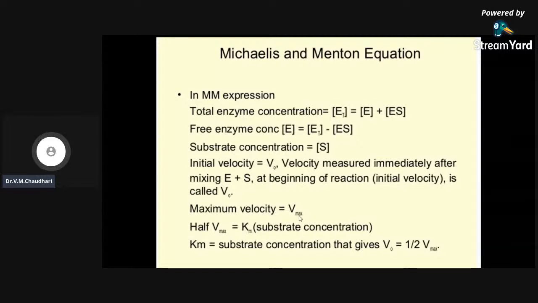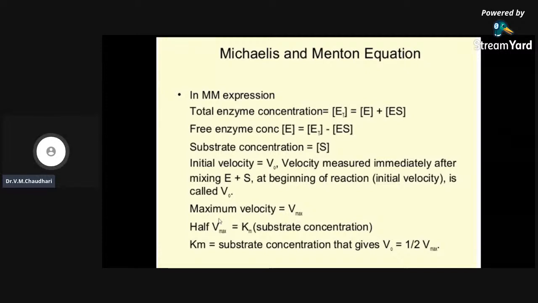Now Vmax is the maximum velocity. Vmax म्हणजे काय? Maximum velocity by which substrate combine with the enzyme and convert immediately substrate into product, that is the maximum velocity. So maximum velocity is denoted by the term Vmax.